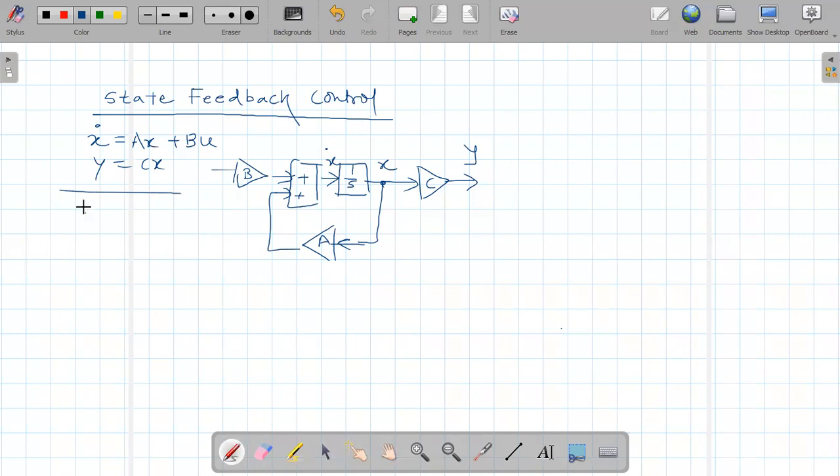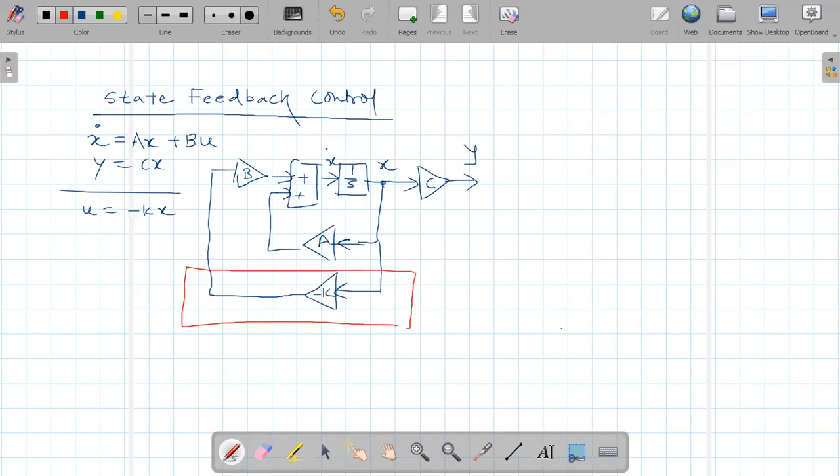And our objective is to design u is equal to minus Kx. So with that, we put minus K over here and we connect it so that we will have a state feedback controller here. With this, our system becomes a closed loop system.